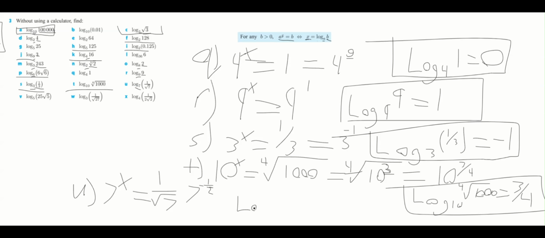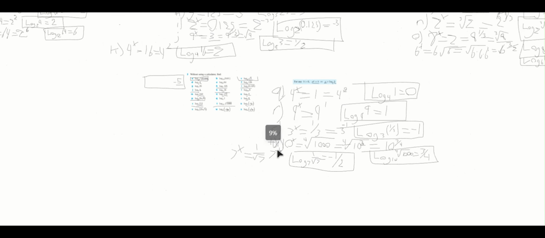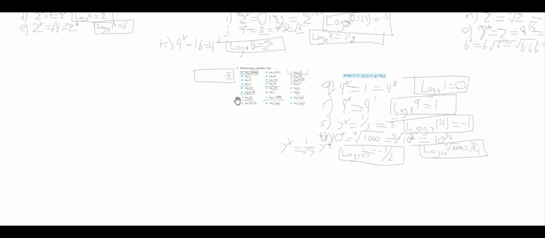So log base 7 of 1 over root 7 equals -1 over 2. Okay, final stretch here, people. Here we go. So last part.